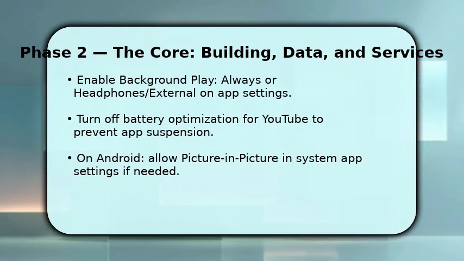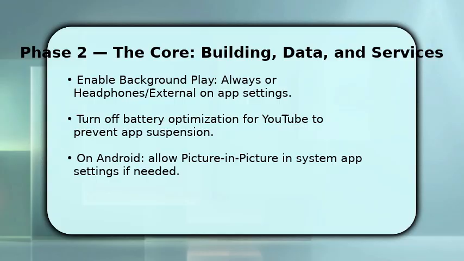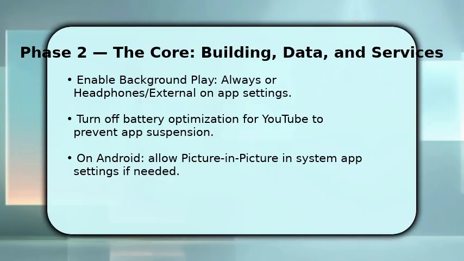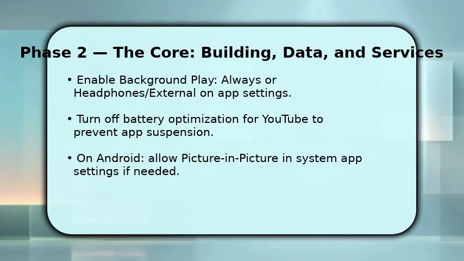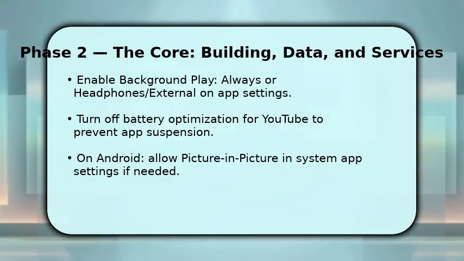Once the app is ready, configure both app and system settings so audio keeps playing when you switch apps. In YouTube settings, set background play to always or headphones/external if you prefer. Next, disable battery optimization for YouTube. This prevents the OS from killing playback in the background. On Android, also enable picture-in-picture for smoother multitasking. These steps ensure the app isn't suspended and explain why. The OS, not YouTube, often stops background audio unless allowed explicitly.